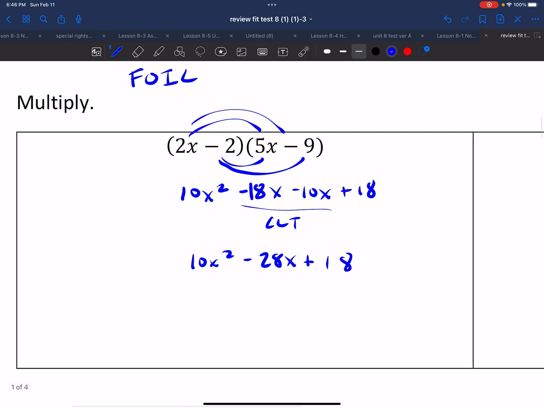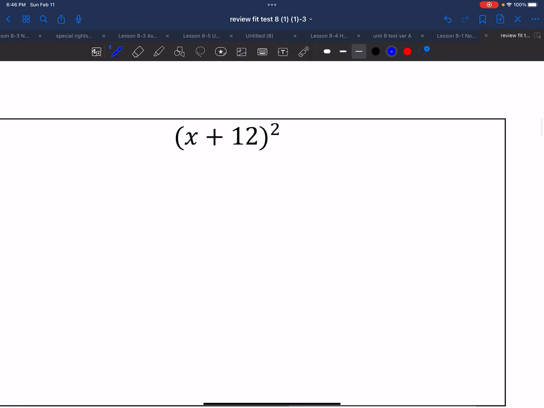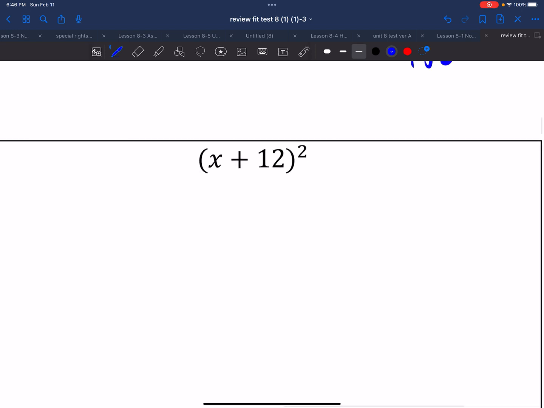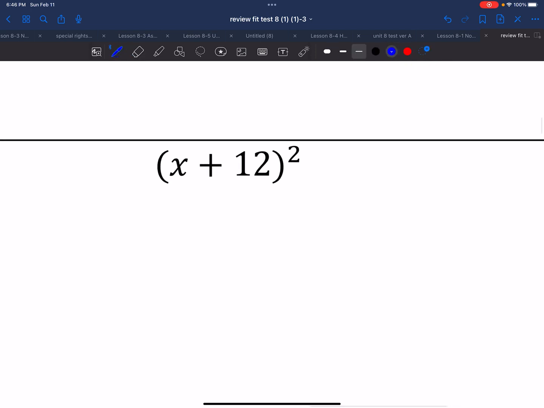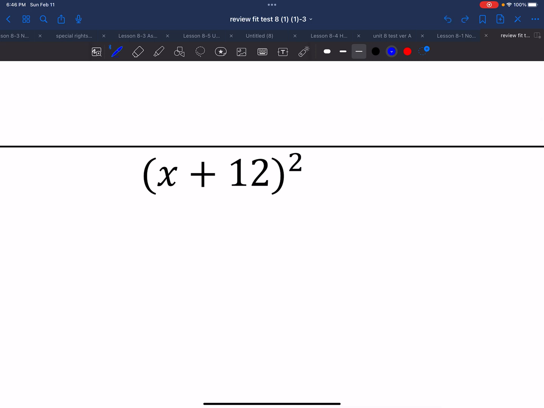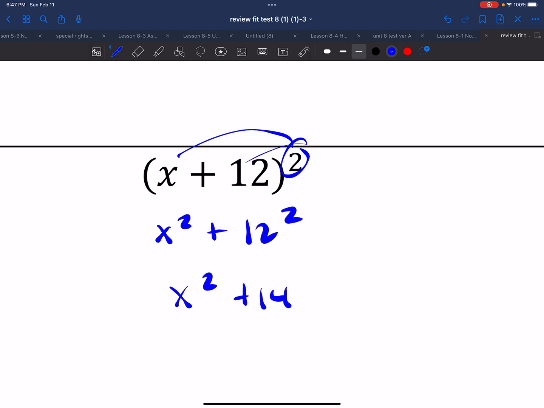Alright, so let's do this one. You have x plus 12, the quantity squared. So that's basically x plus 12 twice. But sometimes students will make the mistake, when there are two terms separated by a plus or a minus sign, of saying, oh, I have this 2, I'm going to distribute it, therefore it's x squared plus 12 squared, which is x squared plus 144. That is absolutely incorrect.